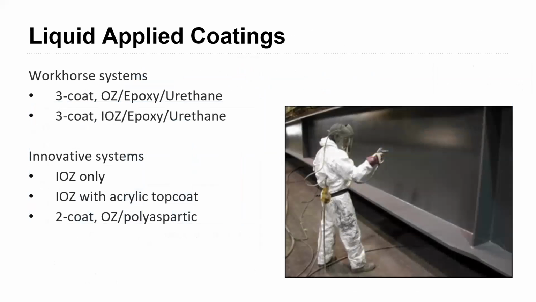I mentioned our typical 3-coat systems. These are what we call our workhorse systems. So whether or not you use an organic zinc or an inorganic zinc primer, this is a typical 3-coat system. Some of the new systems that are being investigated and being used more and more these days are simply a single coat of IOZ, an inorganic zinc primer, an IOZ with an acrylic latex top coat, and also some 2-coat systems using organic zinc primer and polyaspartic top coats are some of the newer systems that are being used these days.